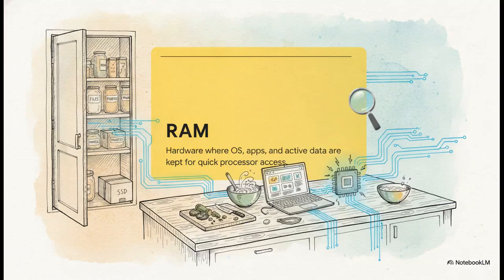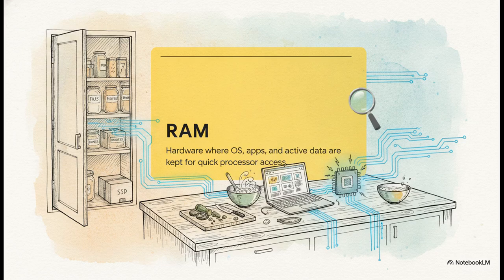Okay, let's break this down. RAM stands for Random Access Memory. Think of RAM as this incredibly fast, highly active bridge between your long-term storage and your processor. When you open an application, your device pulls data and loads it straight into the RAM for instant access. Why? Because the processor needs to be able to get to it immediately.